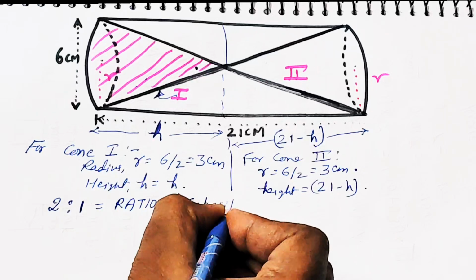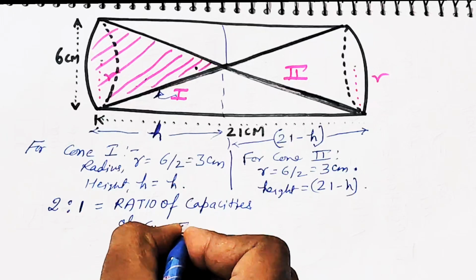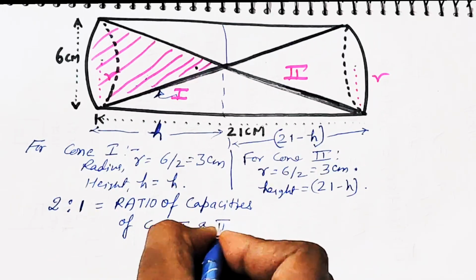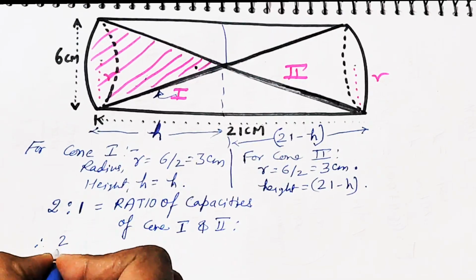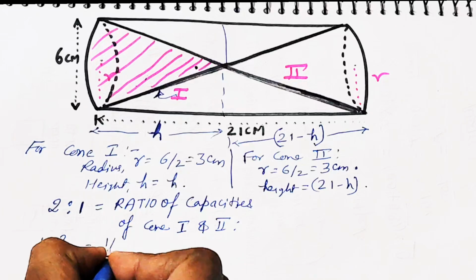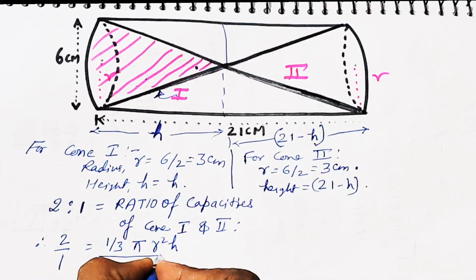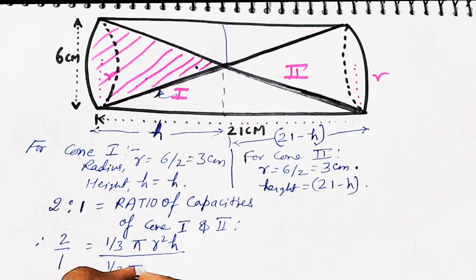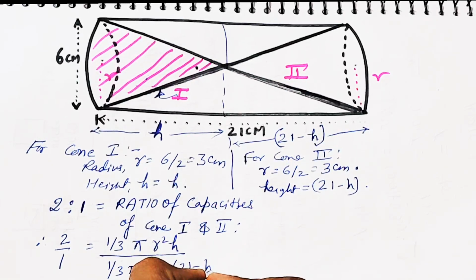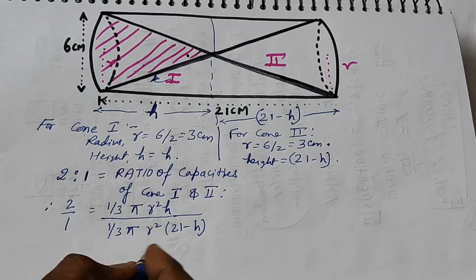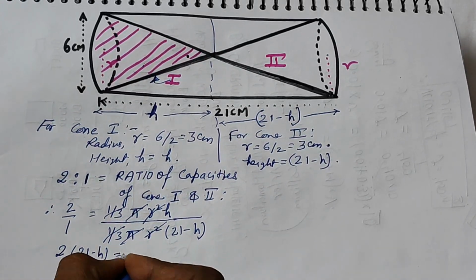And what is the formula of a volume of a cone? It's 1 by 3 pi r²h. So just put up the value over here. 2 by 1 should be on the LHS, because this is the ratio of the volumes of the two cones as given in the question. So 2 by 1 will be equal to volume of cone 1 divided by volume of cone 2. And what is the volume of cone 1? 1 by 3 pi r²h with height as h, and in the denominator the volume of cone 2, it's 1 by 3 pi r² into height. So in place of height it will be 21 minus h, as we have already decided.